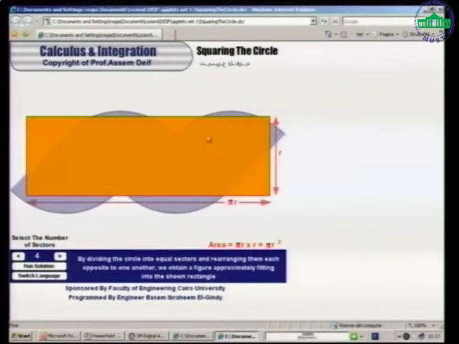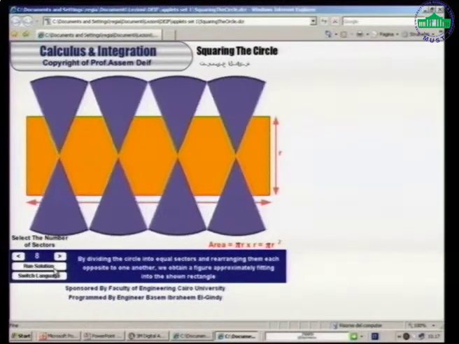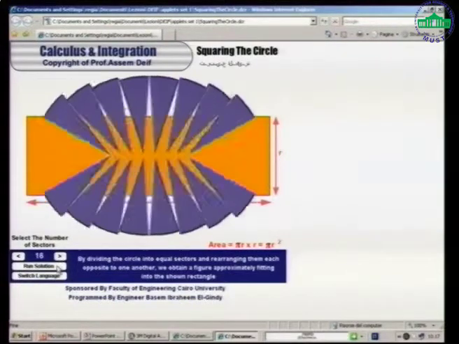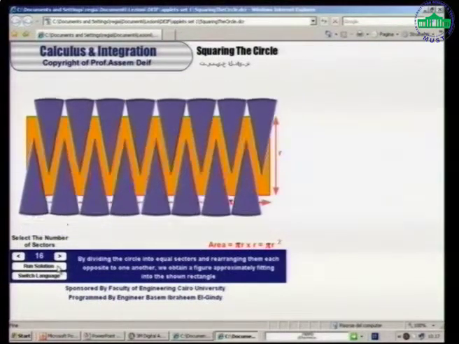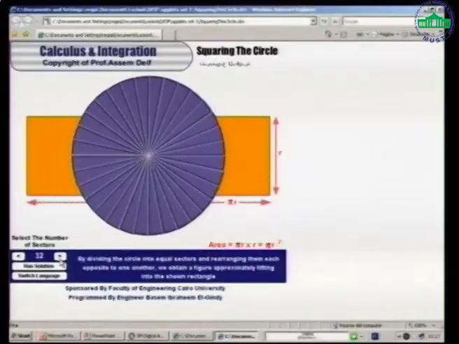Now here, of course, the 4 sectors do not coincide exactly with the rectangle, but the more you increase the number of subdivisions, the more you approach the rectangle. So what you do exactly is that you have the unknown quantity, which is the circle, and the known one, which is the rectangle. The more you let the circle approach the rectangle in area, and you know the area of the rectangle because it's easy, the more you can calculate the area of the circle. Here is when you have, for example, 32 subdivisions.